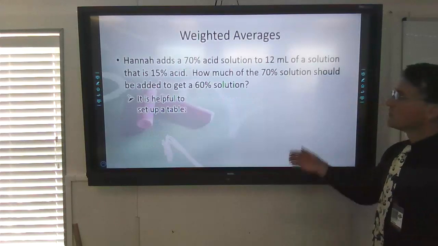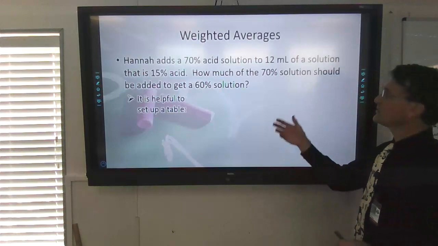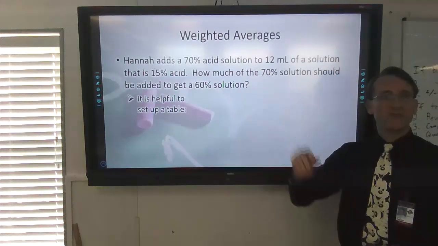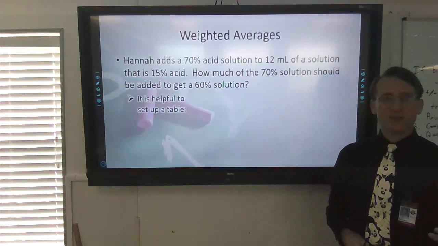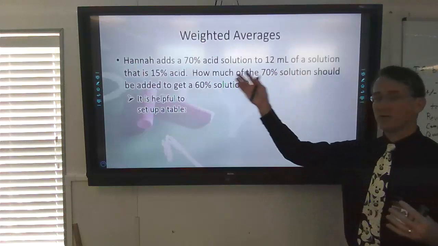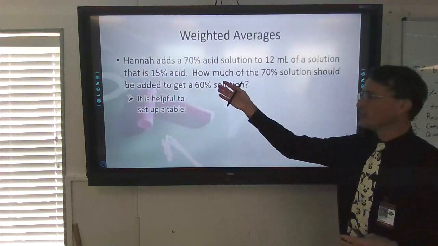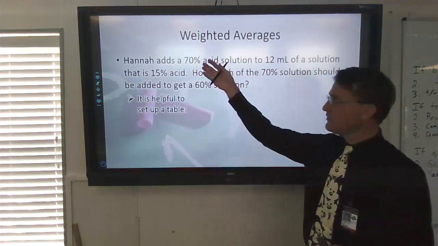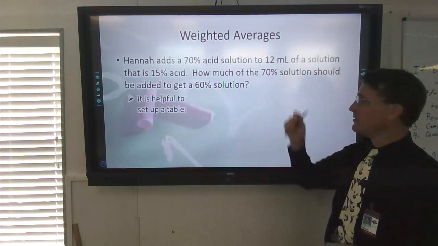these problems. So let's just say that Hannah adds a 70% solution of an acid that she has to 12 milliliters of an acid solution that is only 15%. So she wants a higher concentration of acid. She's got a 70% solution and she's got a 15% solution. She's got 12 milliliters of the 15%, and she wants to raise that percentage all the way up to 60%. So she's going to obviously have to add more of the 70% than what she had with the 15%.